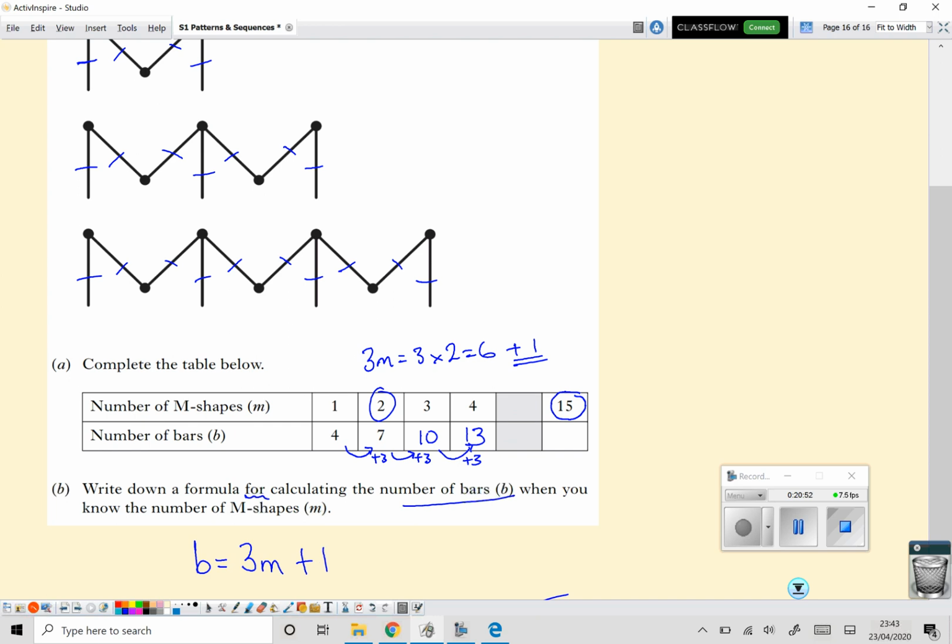Okay? What that means is that you can then come back to this value in this box and say, well, if it's 15 M shapes, then the number of bars would be 3 times 15 and add 1. Well, 3 15s is 45, add 1 is 46. And that's you filled that bit in.